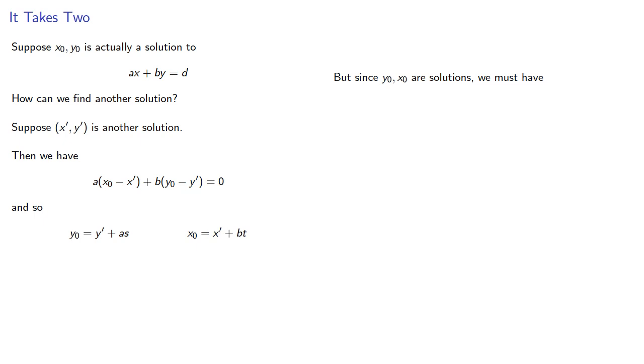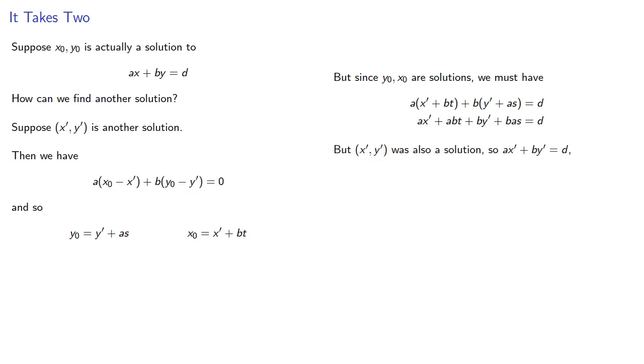But since y naught, x naught are solutions, then they have to fit into the equation. But since x prime, y prime was also a solution, we know that a x prime plus b y prime was d, and so we can simplify, which we can solve for either s or t. Let's go ahead and solve that for s.